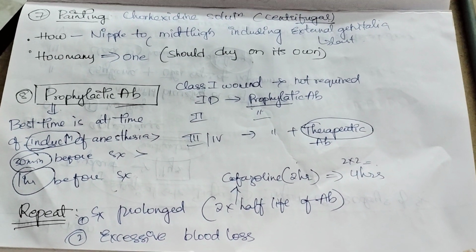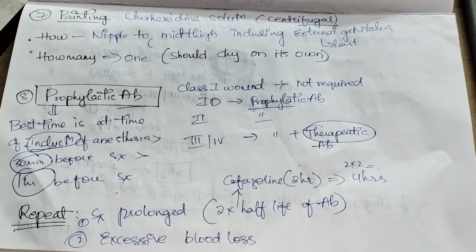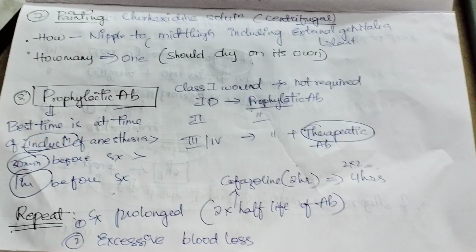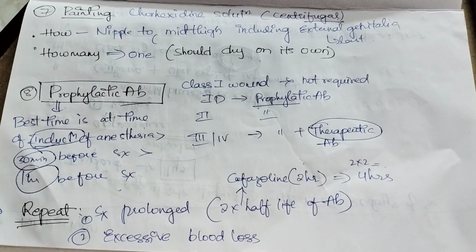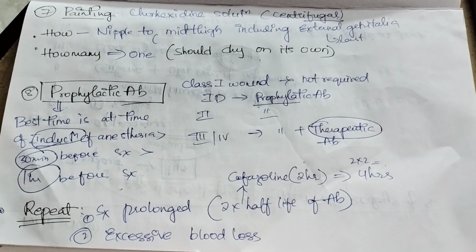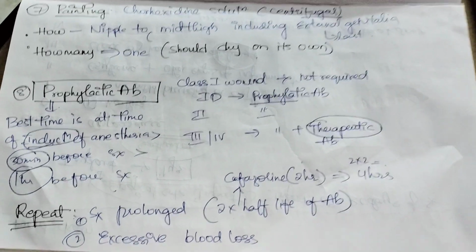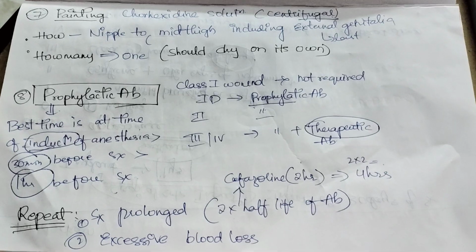For example, cefazolin has a half-life of 2 hours. If surgery is prolonged for more than 4 hours, we need to repeat the prophylactic antibiotics, and also if there is any excessive blood loss. We also need to avoid putting in a drain.